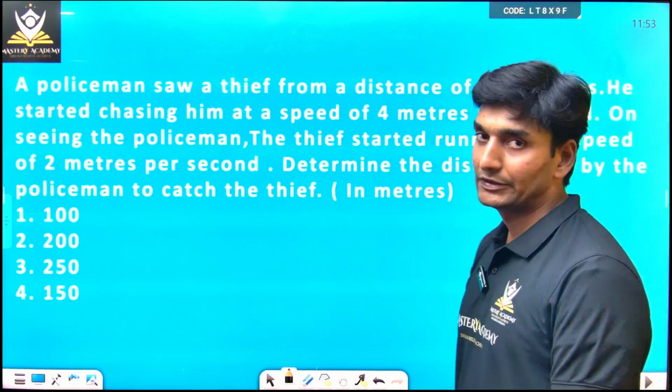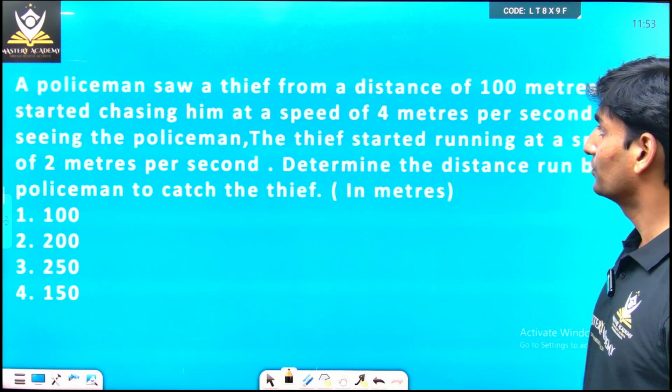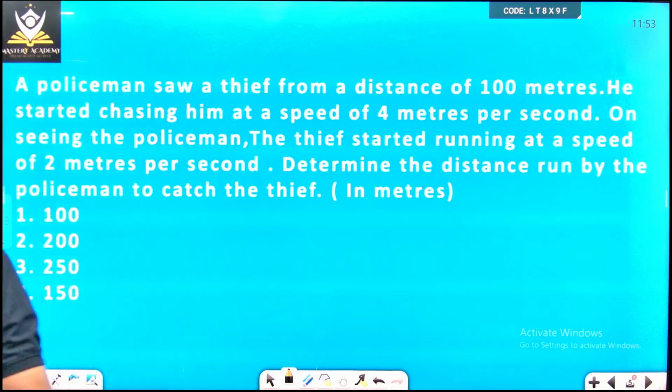Yes, speed, distance and time. A policeman saw a thief from a distance of 100 meters. He started chasing him at a speed of 4 meters per second. On seeing the policeman, the thief started running at a speed of 2 meters per second. Determine the distance run by the policeman to catch the thief in meters.